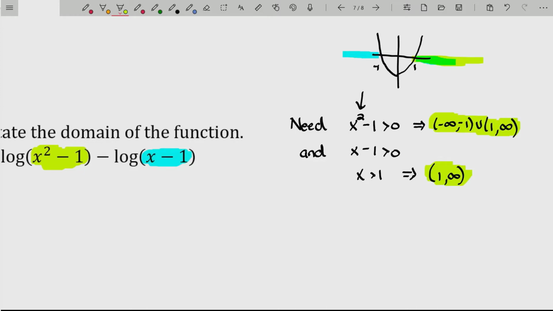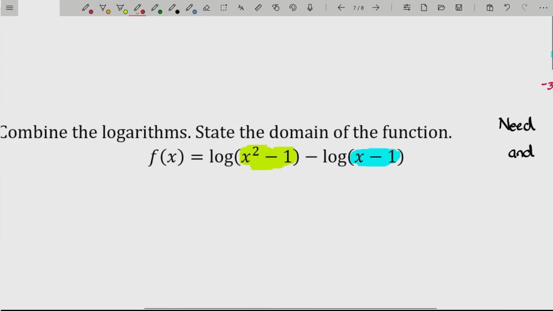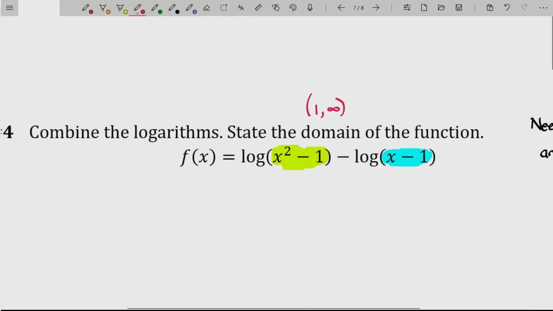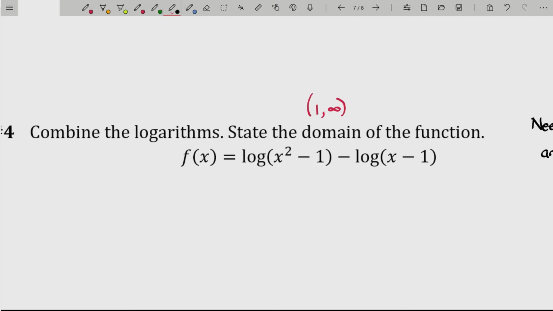I cannot plug in, for example, a -3. While it would work in this to plug in a -3 for x, because I get 9 minus 1 or 8, and I could totally take the log of 8, I cannot plug a -3 into this guy, because -3 minus 1 is a negative number. There you go. So the domain of the function will be 1 to infinity. Now that that's out of the way, let's do the easy part. Combine these logarithms. And that really truly is the easy part.